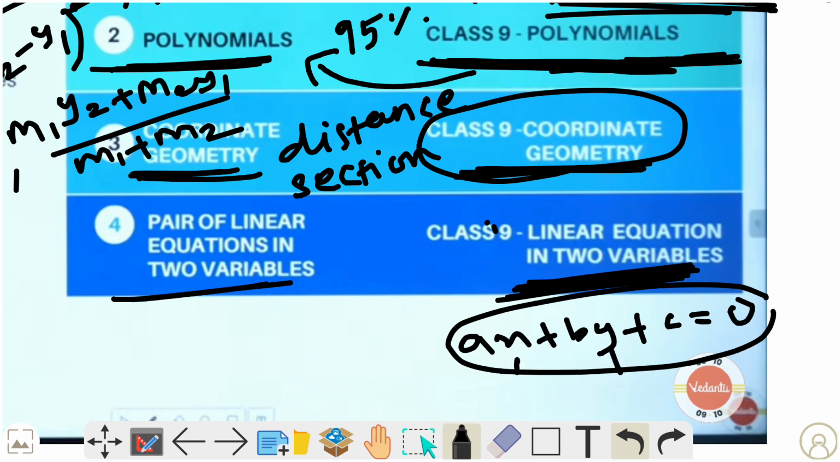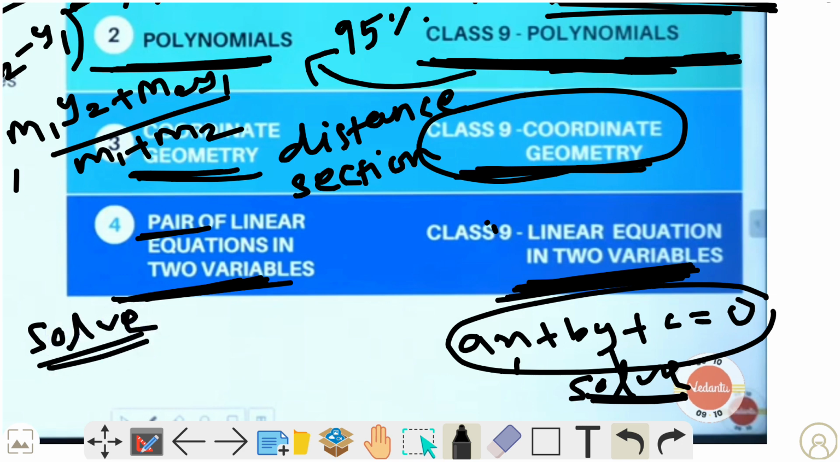So this equation contains two variables, so that is why this is called linear equations in two variables. And here you are going to solve only one linear equation. Here you are going to solve a pair of linear equations. So here we are going to solve a pair of linear equations. We are going to use the elimination method.